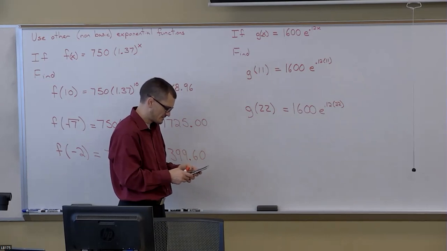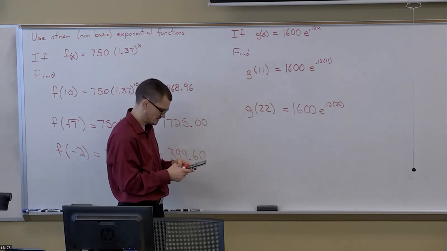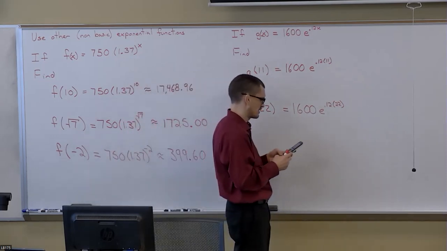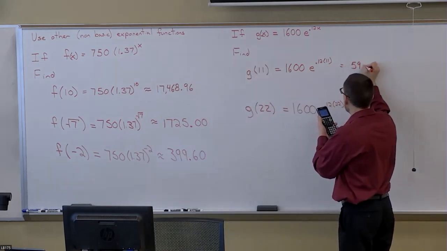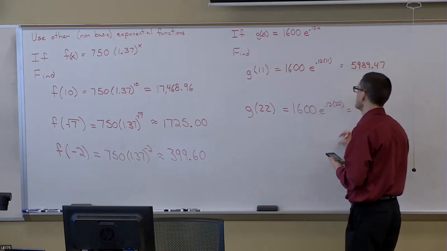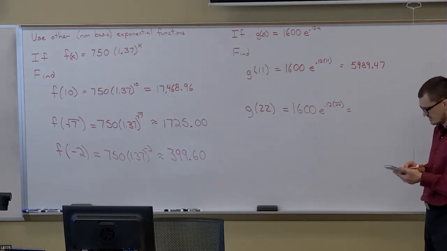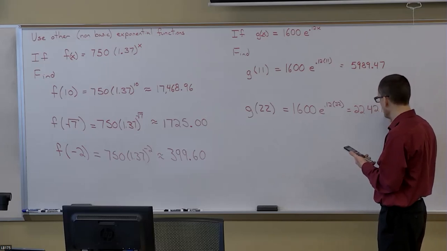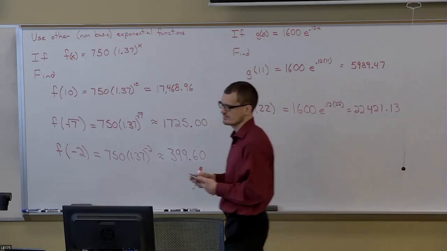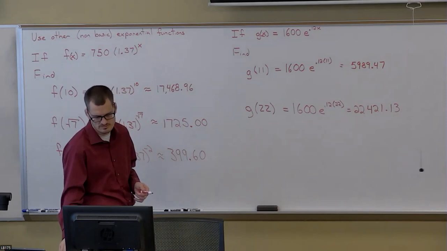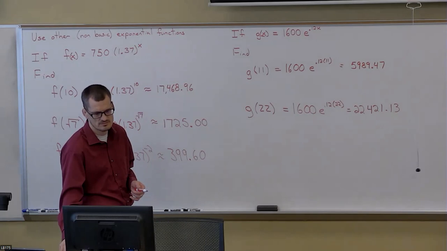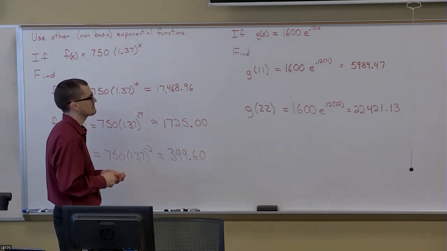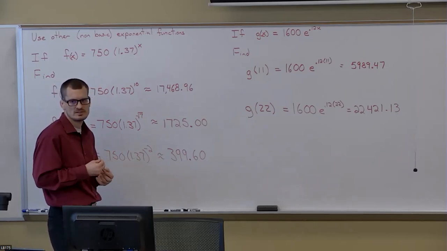So, anyways, once we have this, we can plug it in, calculate. I got 5989.47. Plug that one in. I got 22,421.13. Is that right? Okay.